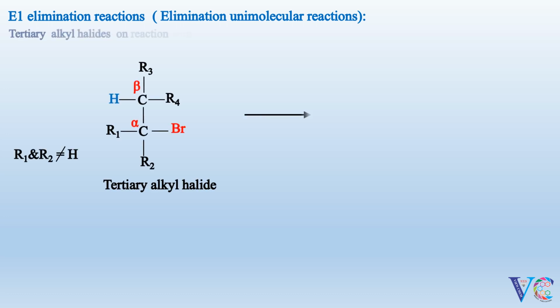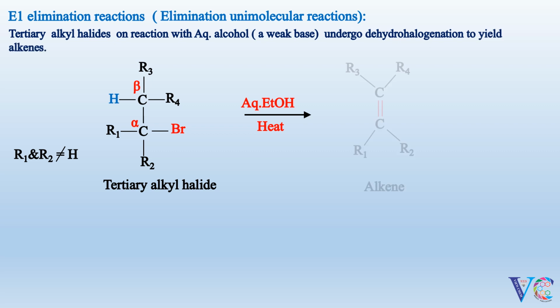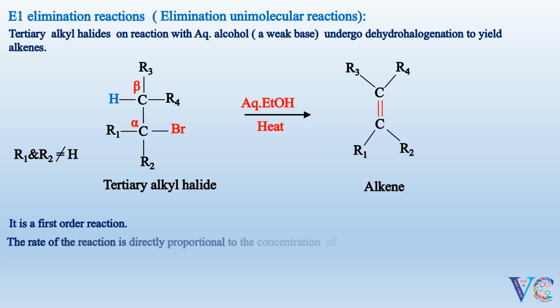E1 elimination reactions. Elimination unimolecular reactions. Tertiary alkyl halides, on reaction with aqueous alcohol, a weak base, undergo dehydrohalogenation to yield alkenes. It is a first-order reaction. The rate of the reaction is directly proportional to the concentration of alkyl halide only.